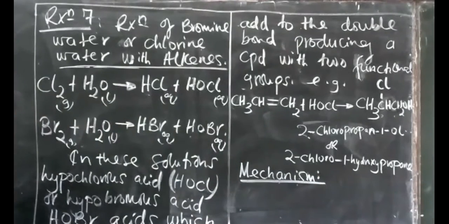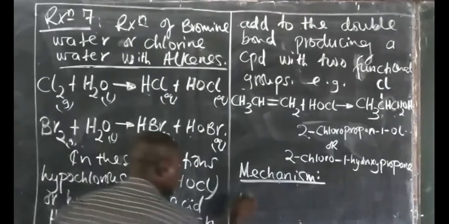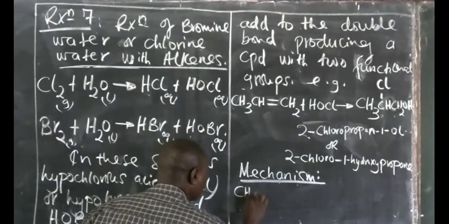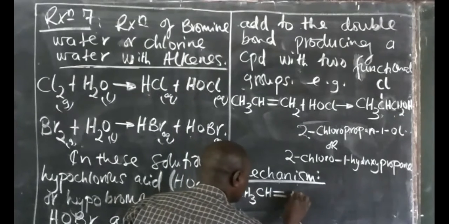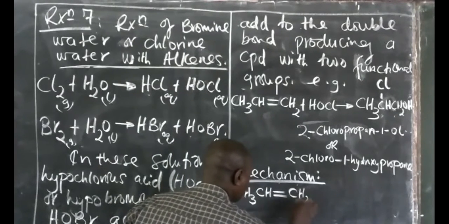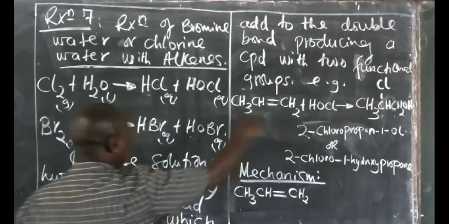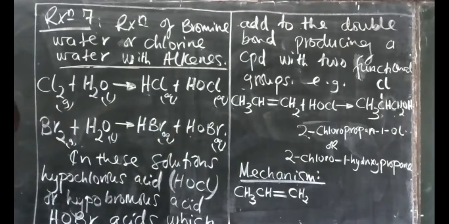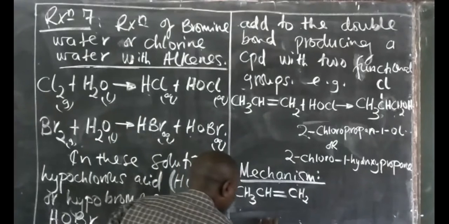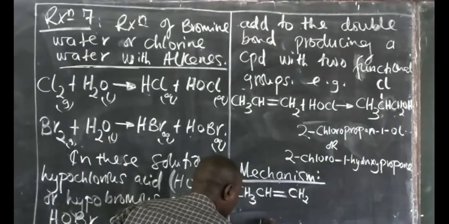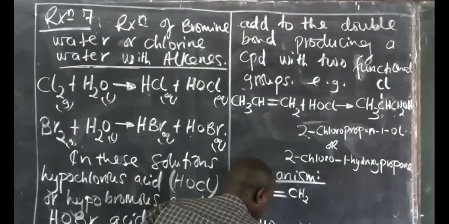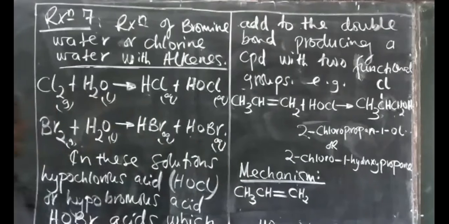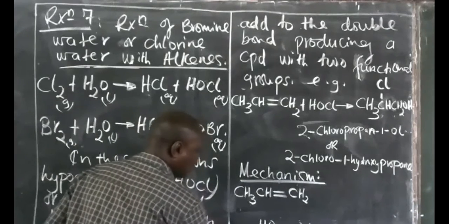So the mechanism for the reaction. We shall have CH3, CH, double bond, CH2, and then we rearrange the hypochlorous acid, which is going to be HO, and then Cl. So the chlorine atom is more electronegative than the OH.